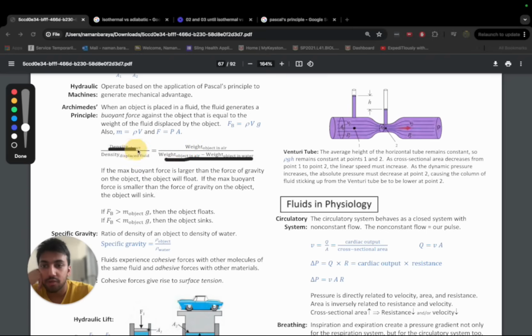But let's say the object is like a beach ball, right? It's very low density. That means that this is going to be pretty high, so the denominator of this is going to be high if this is a low number. And if the weight of the object in air minus the weight of the object in water is a very high number, that means the weight of the object in air is very high compared to the weight of the object in water. And so you can reason out that the weight of the object in water is going to be pretty low. And that's kind of true of a beach ball.